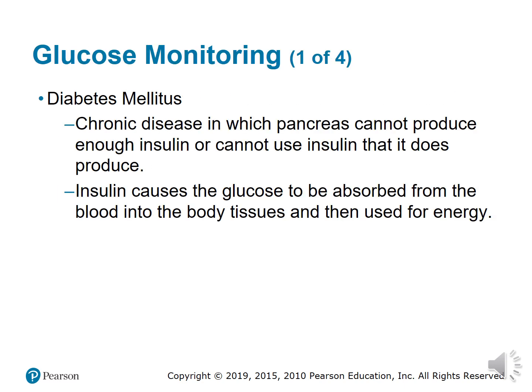The first point of care testing meter we will talk about is, of course, our favorite one, the glucose meter. The glucose meter checks for diabetes, patients who have diabetes. Basically, it's a chronic disease of the pancreas due to the fact that it cannot produce enough insulin and cannot use the insulin that it does produce because it's not enough. Insulin causes the glucose to be absorbed from the blood into the body tissue and therefore uses the energy that is produced from the glucose. If your body does not produce enough insulin, it can't use glucose.